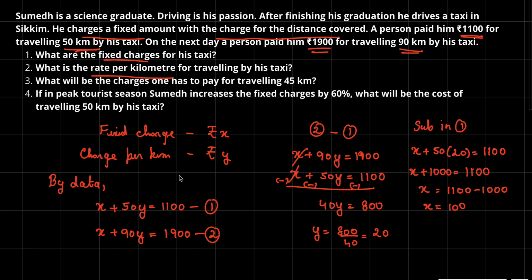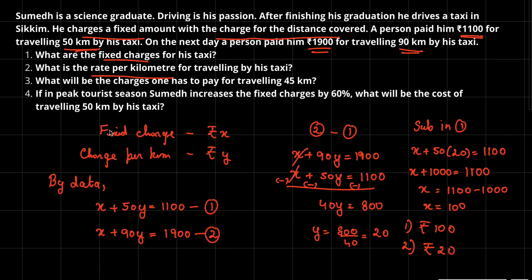So the fixed charge, which is taken as X, will be rupees 100. So the first answer will be rupees 100, and the second answer will be charge per kilometer is rupees 20.